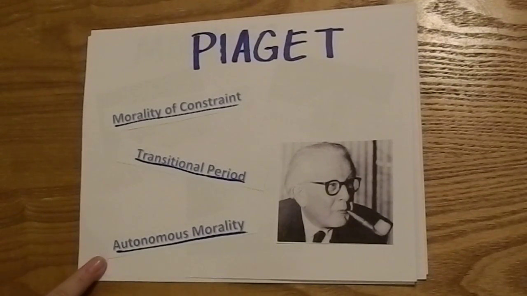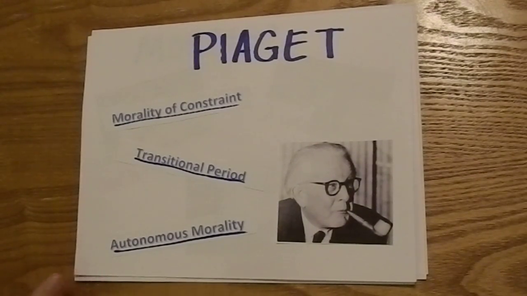The third and final stage is autonomous morality, shown in children age 11 and beyond. This stage is also called moral relativism. Children no longer accept blind obedience to authority, and they believe that the punishment should fit the crime.